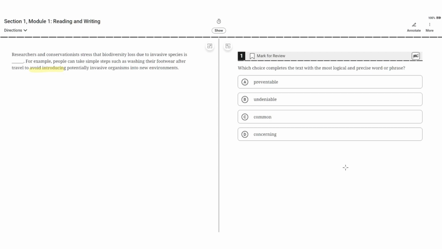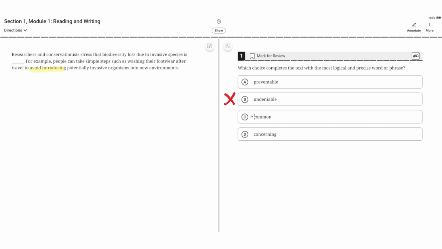So answer choice A says preventable. This seems to be correct because the second sentence highlights how biodiversity loss due to invasive species can be avoided or stopped. So A seems to be the correct answer. B, undeniable. This is incorrect because the second sentence doesn't highlight how biodiversity loss due to invasive species is undeniable or that it can't be denied.